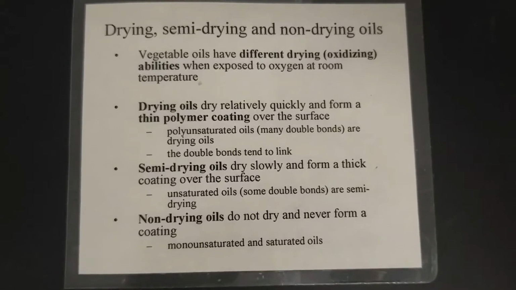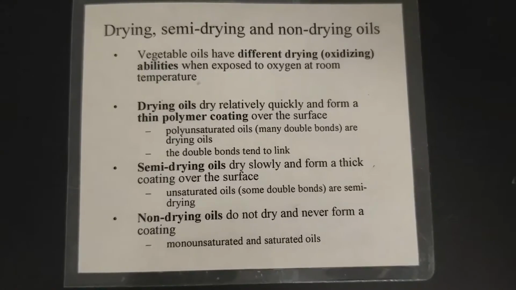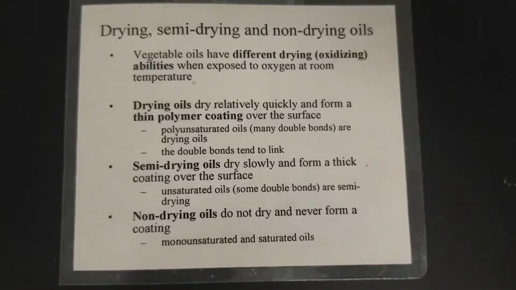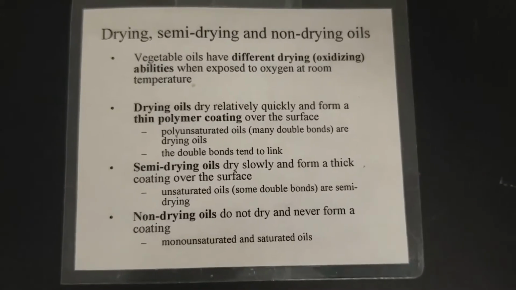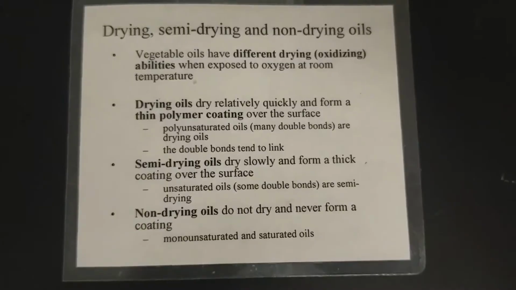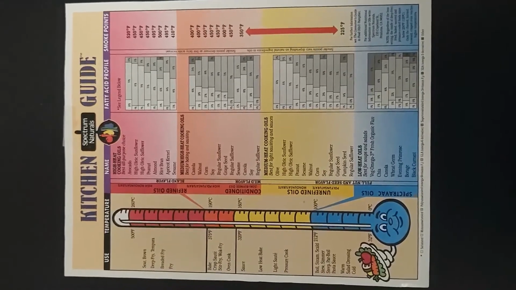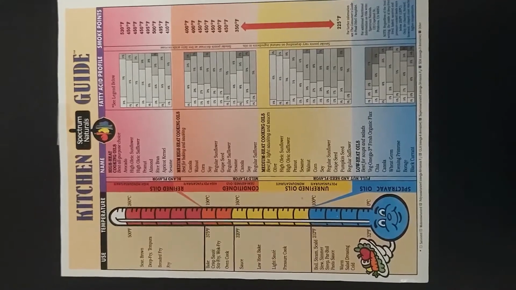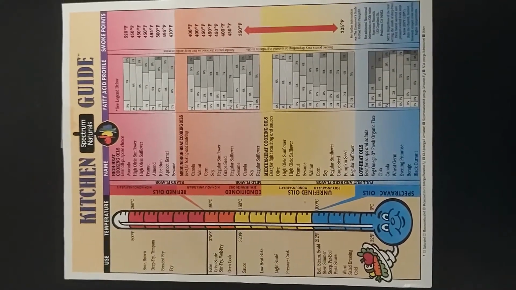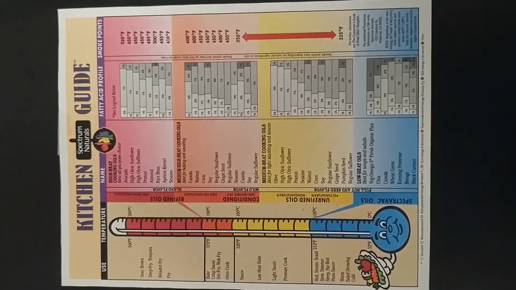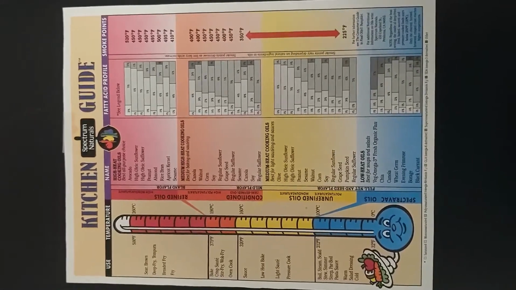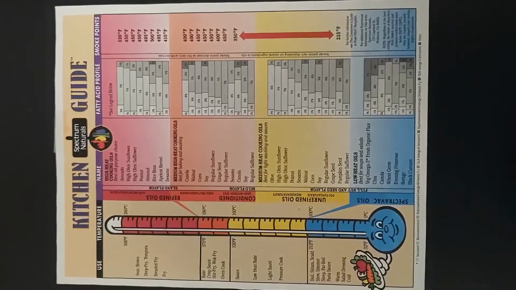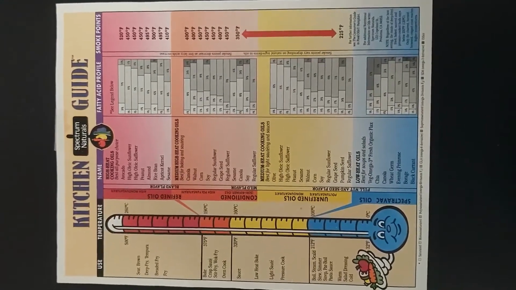Within this lab, we have several different categories of oils. We have drying, semi-drying, and non-drying that have different features. If you enjoy cooking, you know that the oil or fat you use to cook definitely matters, and they have different smoke points. So if you want to fry something really, really hot, you need to make sure you have an oil with a really high smoke point.